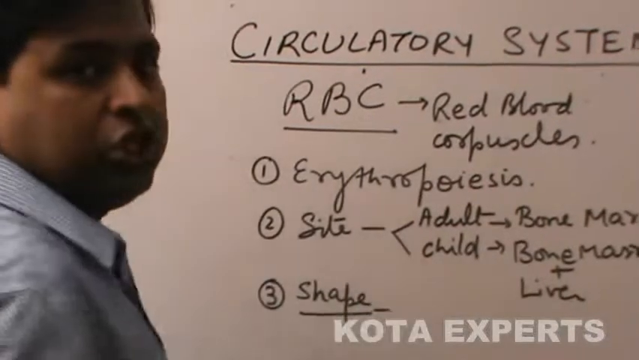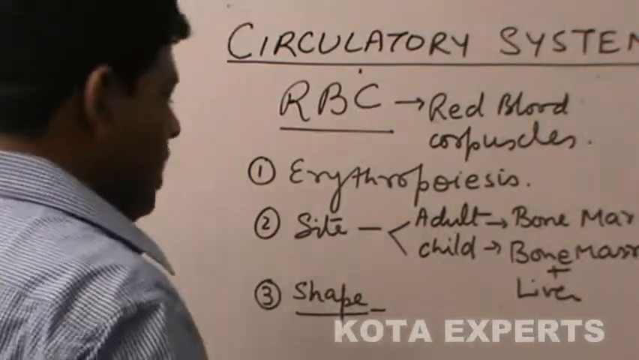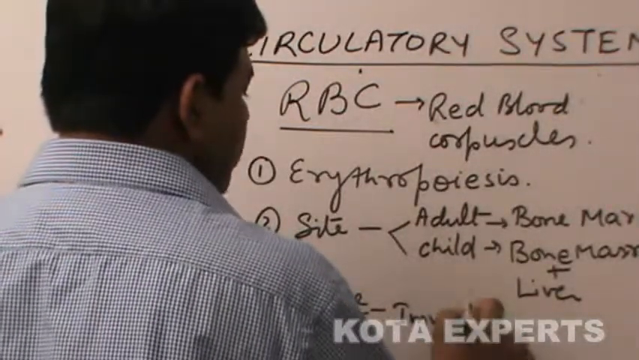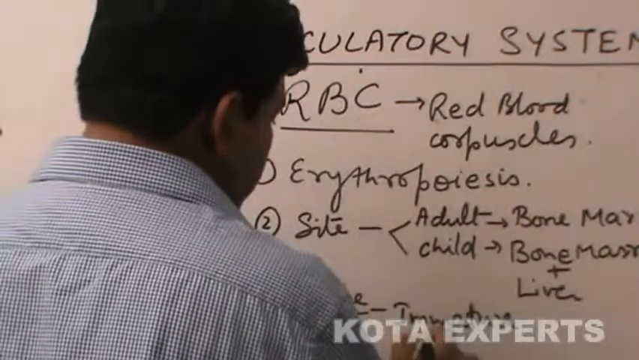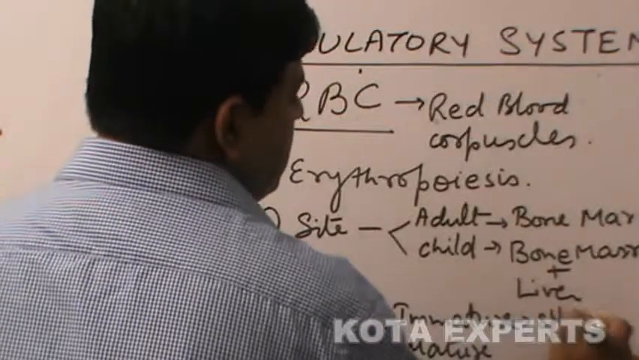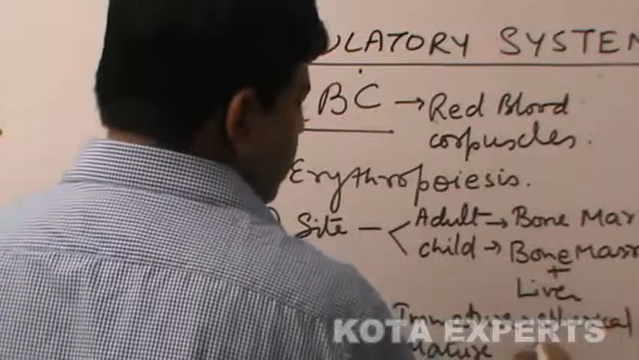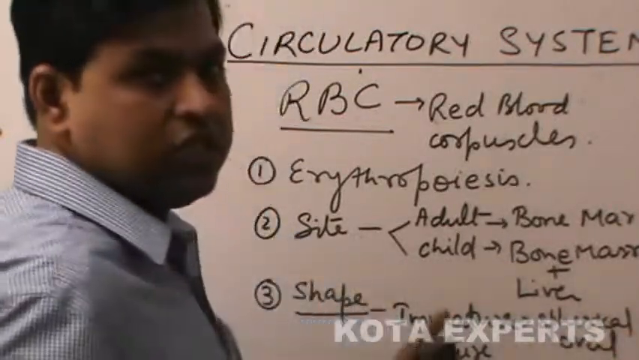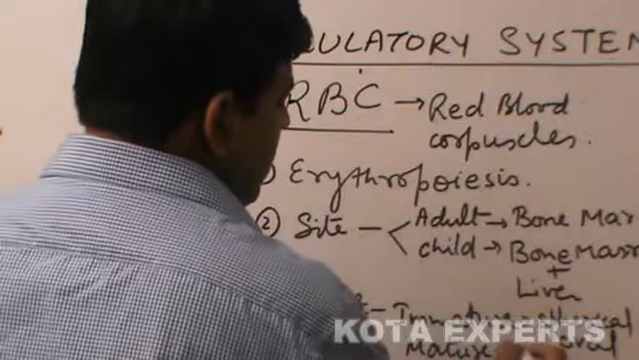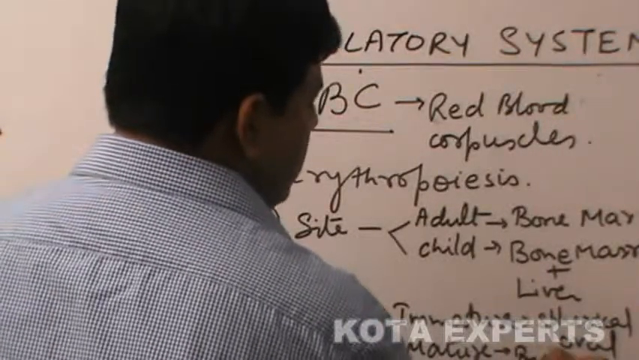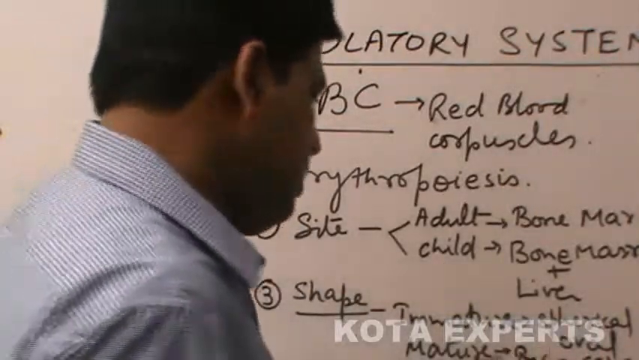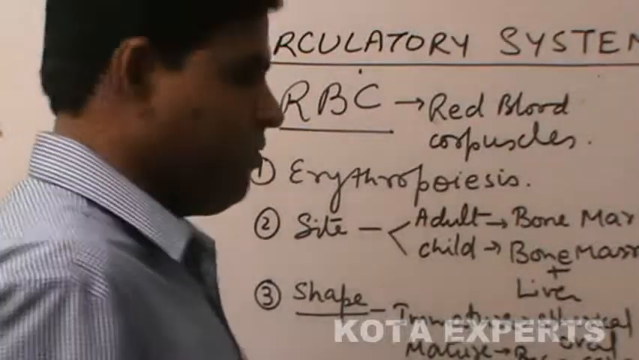Now, third thing about the RBC, the shape of the RBC. What will be the shape of the RBC? Shape means when it is immature or when it is formed and when it is mature. When it is immature, it is spherical or oval because nucleus is present. But in mature condition, it is biconcave because the nucleus becomes degenerated. That is why it becomes biconcave.